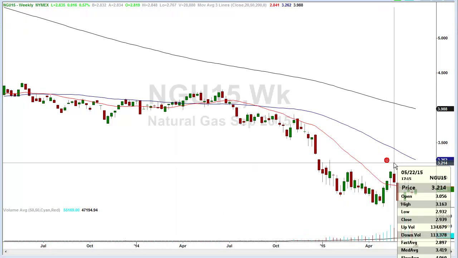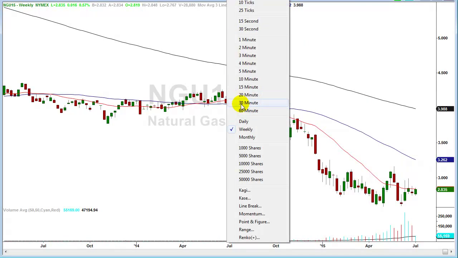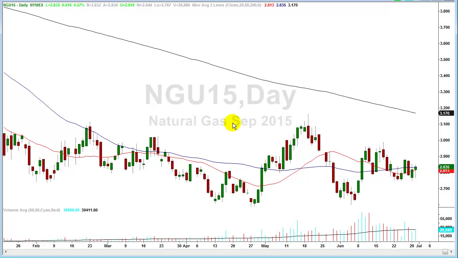But what's this high here on the weekly basis? 316.3. That coincides with the 317 on the daily. You see how that works? The markets are very, very symmetrical, and that's what we're looking for. So bullish behavior for those, and I know there's some of you out there that like to trade natural gas. So I'm looking at natural gas as a bullish market.